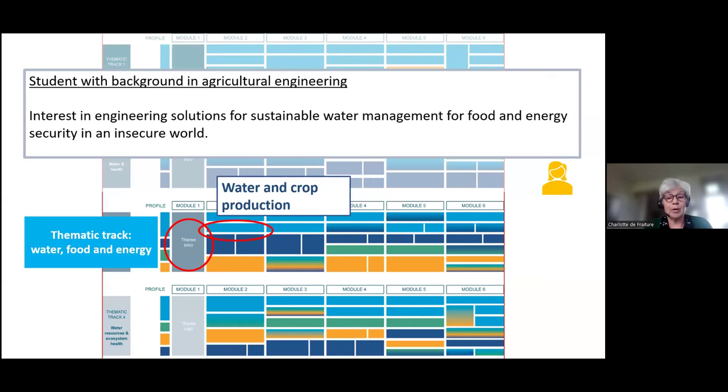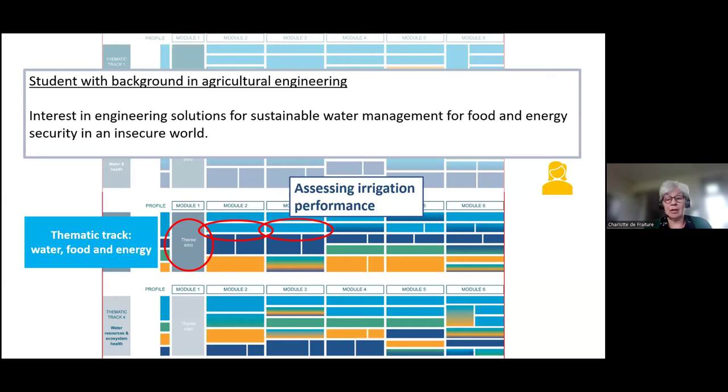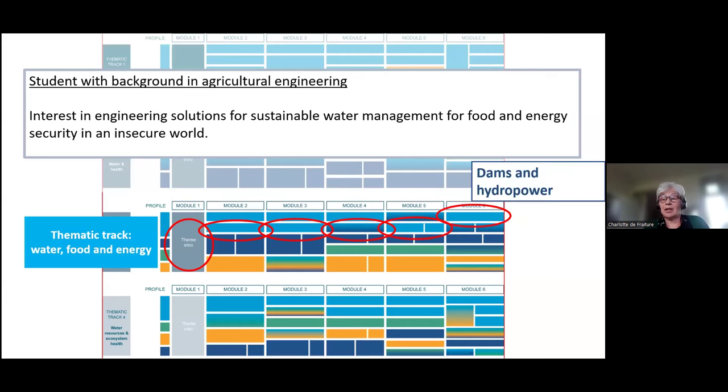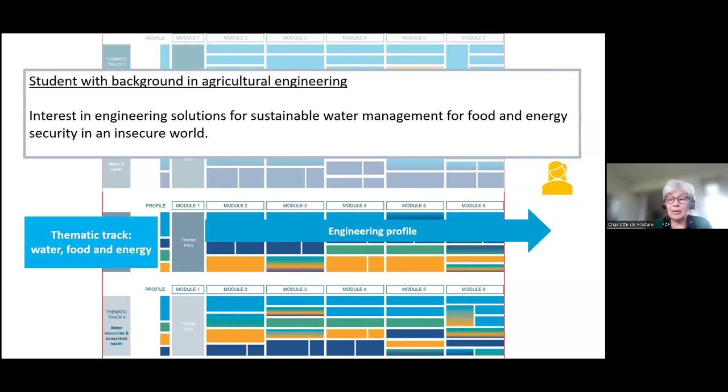So, for example, you could choose water and crop production. Then you choose another one, let's say assessing irrigation performance. You choose another, irrigation design and modernization, hydraulic design of structures, and then lastly, dams and hydropower. So you see that in this particular example, you stayed within the engineering profile and within the thematic track of water, food, and energy.